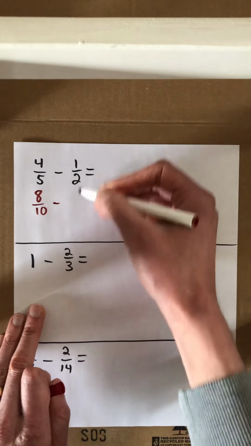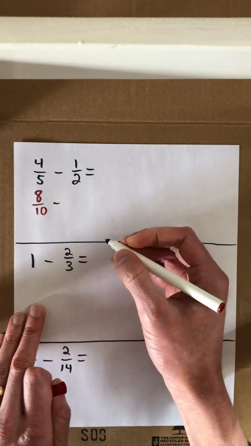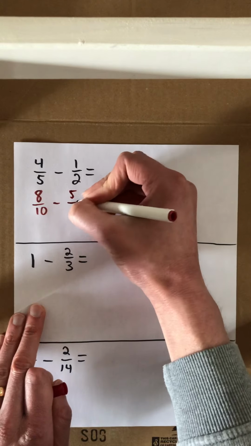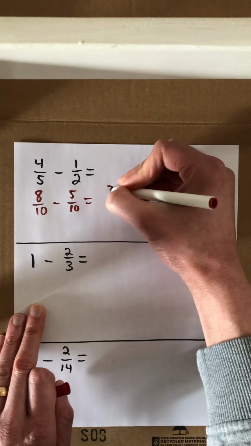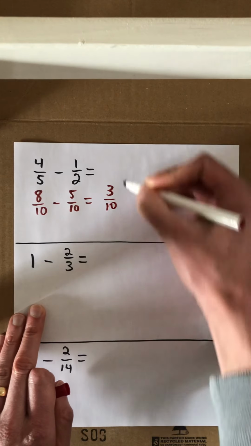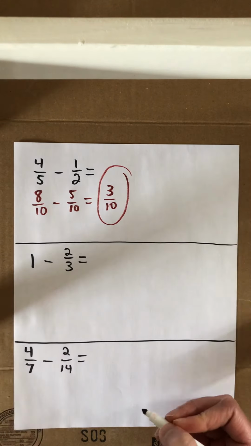This one over here, I'm going to take the top and bottom and multiply it by 5. And this one's going to be 5 out of 10. I subtract the top numbers, I subtract the numerators. It leaves me with 3 out of 10, which is already in lowest terms, so it's all good.